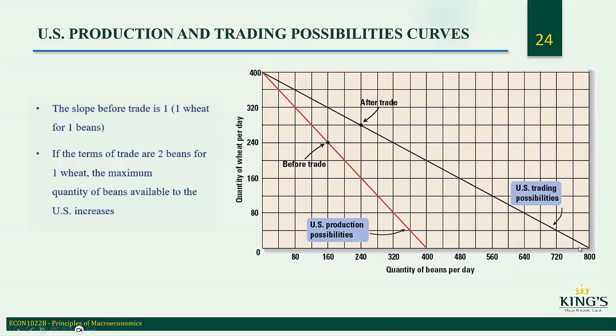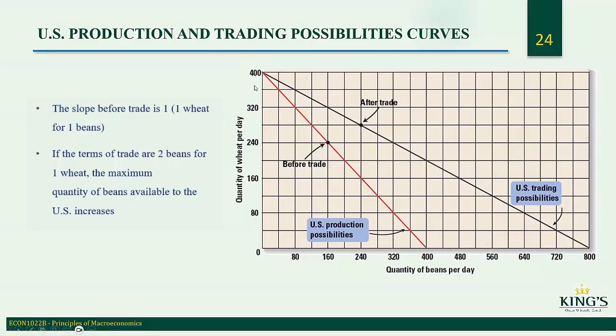So this line here is just the terms of trade. To think about how to plot it, you only need to know what this number here is. Well, then what's this number here? Well, this is if they were to sell all of their wheat at the terms of trade, 400 million bushels, they would get 800 million beans, right? Because the terms of trade is 1-to-2.